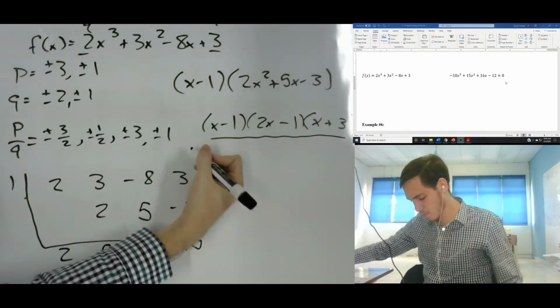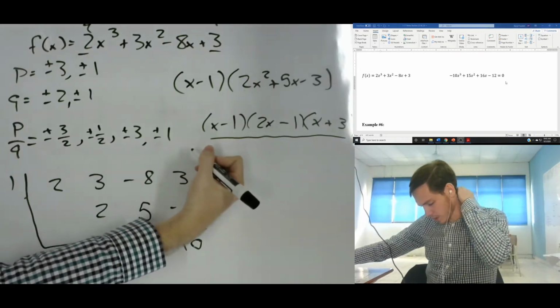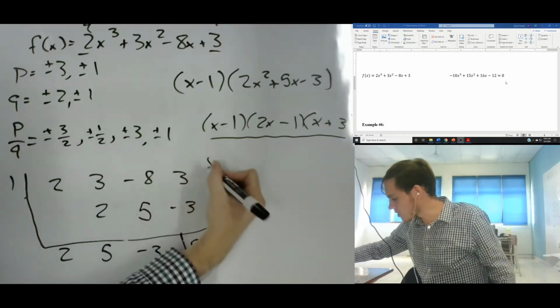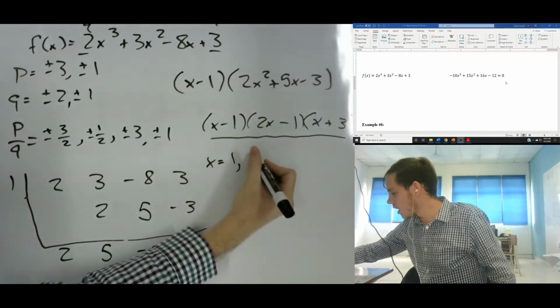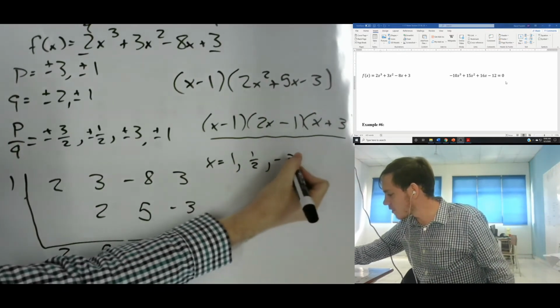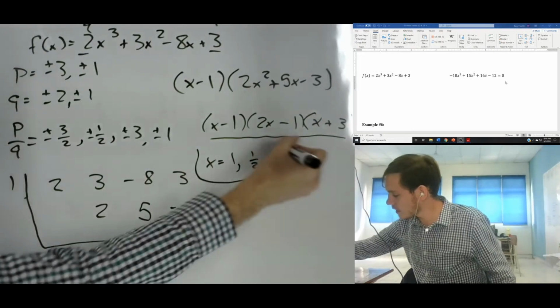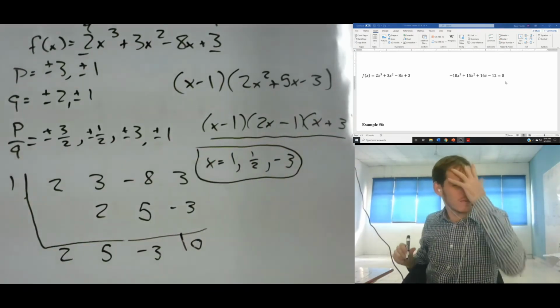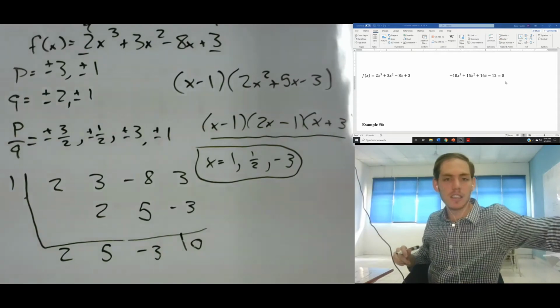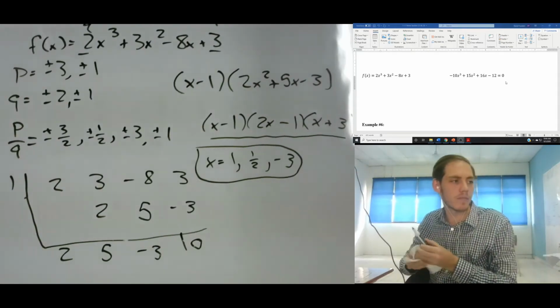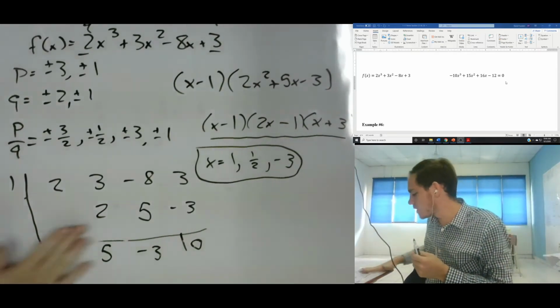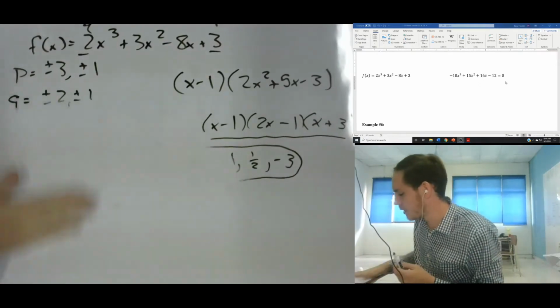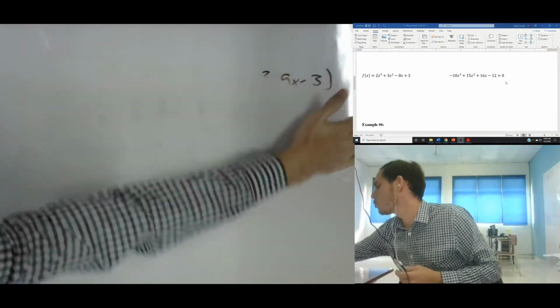Okay? So what are our factors? Well, our solutions are x equals 1, 1/2, and negative 3. Okay? There we go. That is going to be example 4. So I'll let you have example 5 to do by yourself. And we'll try to cover 6 and 7 quickly.